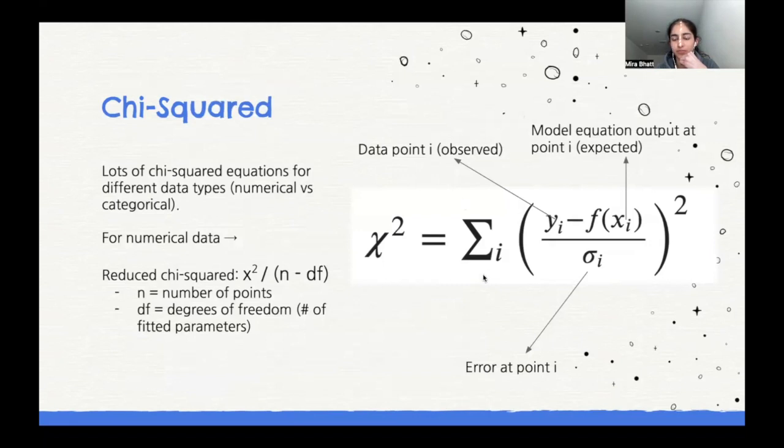You have the sum over all of the pairs of observed and predicted points, where the observed points are the actual data, minus your predicted value given your model equation. Then you divide it by the error at that point, square that, and sum all of them. So it's slightly different.